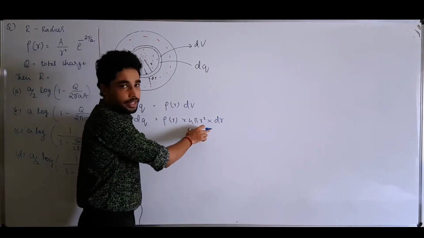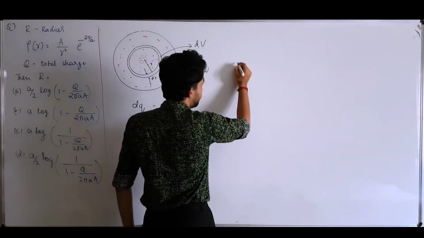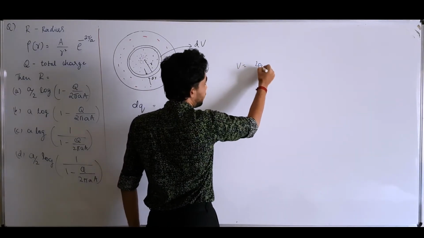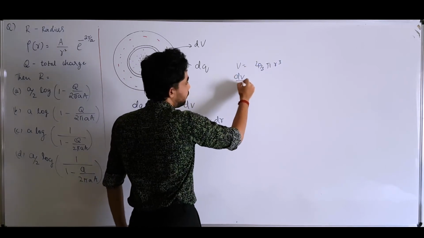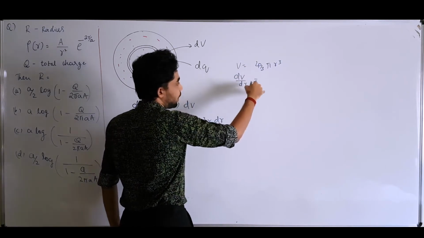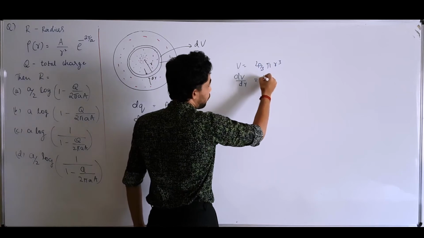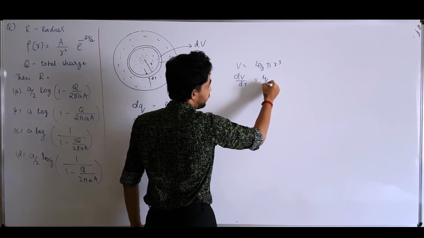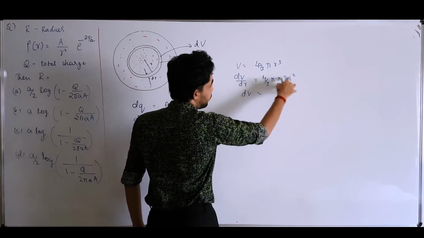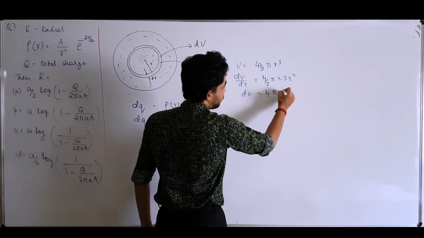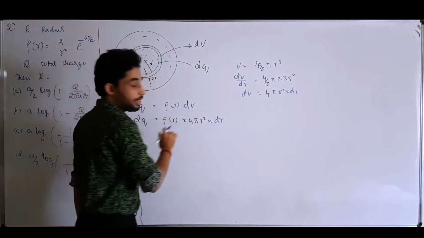Or else you can find this equation with the help of the volume equation also. We know volume is 4 by 3 pi r cube. So if you differentiate throughout, you will get dV by dr, the change in volume per radius, as 4 by 3 pi into 3r square. So you will get dV equal to 4 pi r square into dr. So that's how you get this expression.